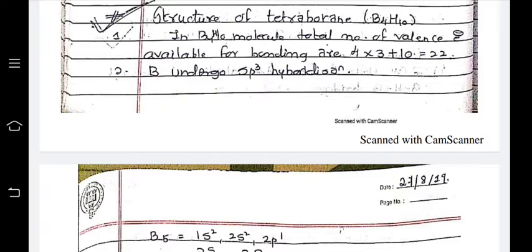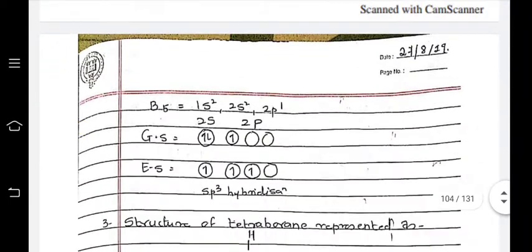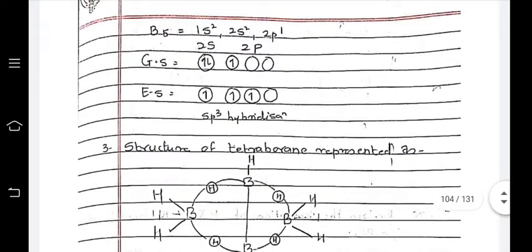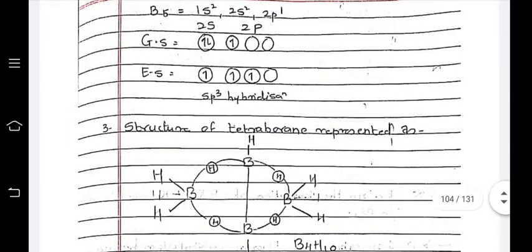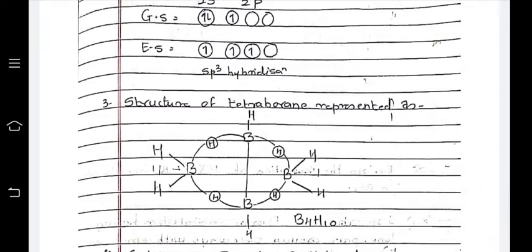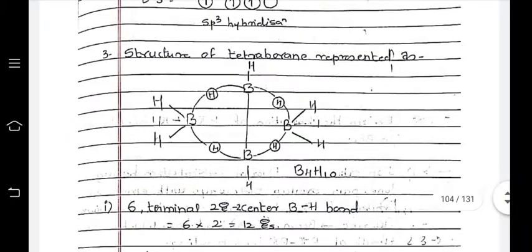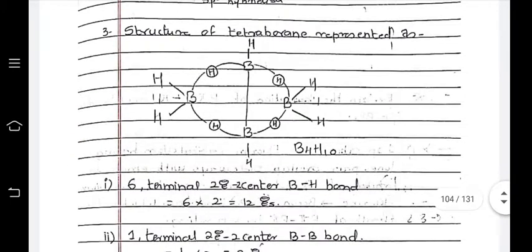Boron undergoes sp3 hybridization. Here is the electronic configuration for boron, B5: 1s2 2s2 2p1. The 2s electrons give the ground state electronic configuration and the excited state electronic configuration. Structure of tetraborane: here are the borons.